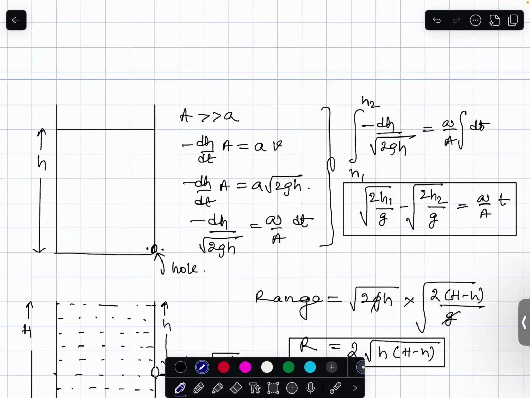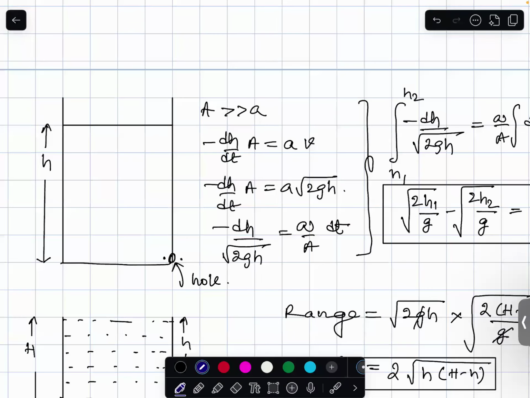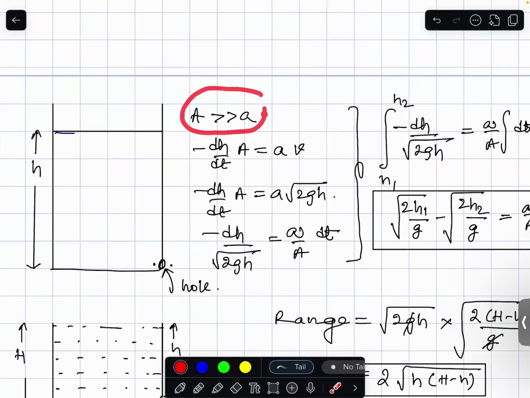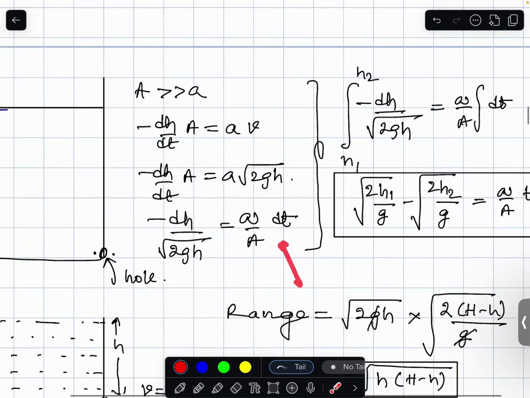So here you have a drum-like arrangement with a hole at a height h. Let us assume that this is the given condition. You can still apply the equation of continuity, but remember, here I have used root 2gh. Why? This is the condition. So minus dh by root 2gh is equal to this. Any doubt till this step?